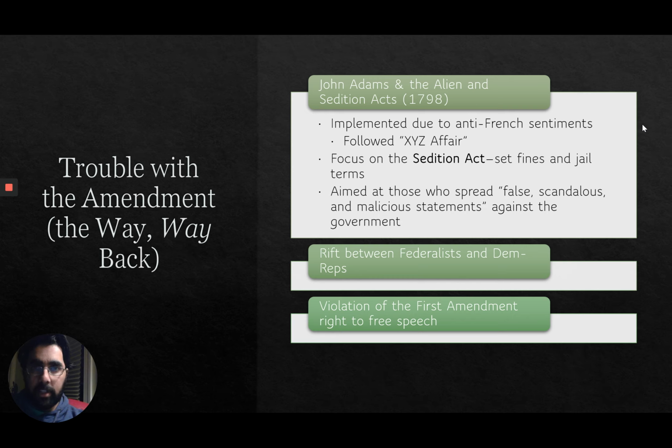Well, let's focus on the Sedition Acts, right? The Sedition Act itself set fines and jail terms for anyone who would spread false, scandalous, and malicious statements against the government. Basically, you get in the way of the government, we have a problem. So again, it causes rifts between Federalists and Democratic Republicans as a whole. And it showcases a violation of the First Amendment right to freedom of speech.